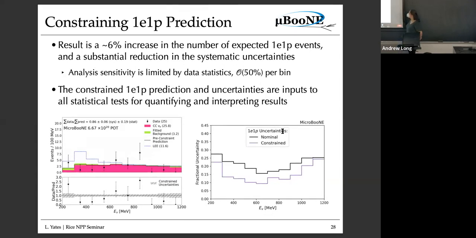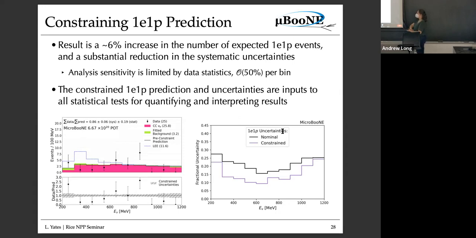Okay, great. So we apply the constraint. We do get the slight increase, about 6%, in the expected number of new E events. Small compared to our statistical error, so kind of shrug, but it's there. And then we do get a reduction in the systematic uncertainty. So this black line here is the unconstrained uncertainty that I showed a few slides ago, and this purple line shrinks it down. That's what we get after the constraint.